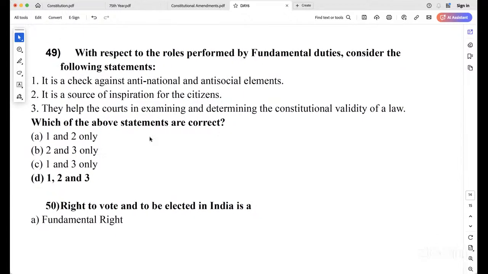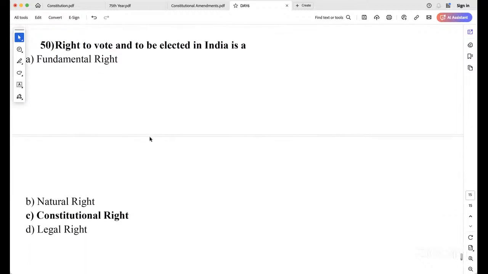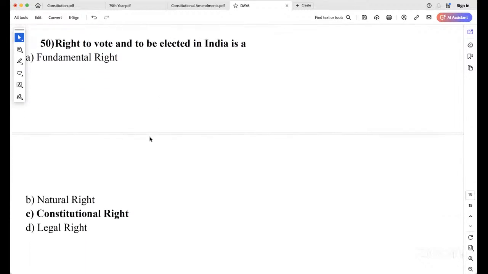Okay, hold that question. Now, right to vote and to be elected in India is a constitution... Is it a fundamental right or a constitutional right? Are you sure? What fundamental right? A legal right? UPSC key is constitutional right.